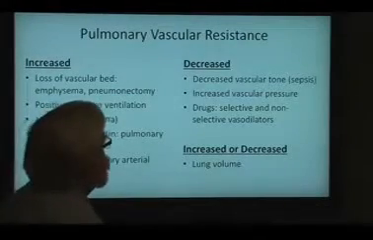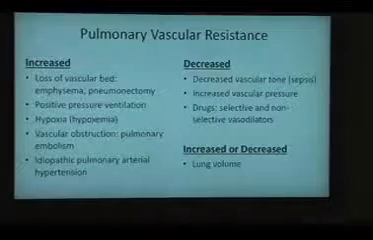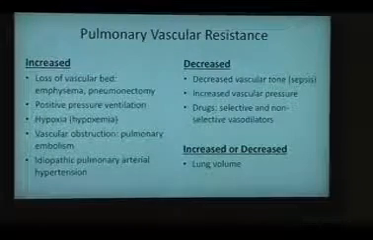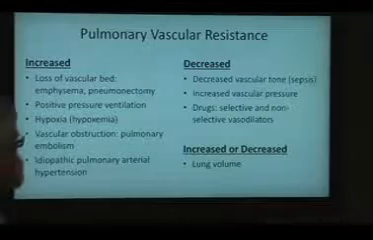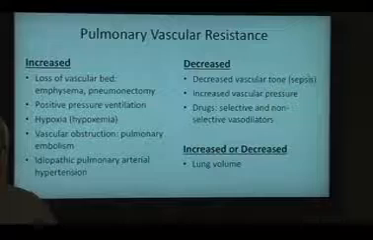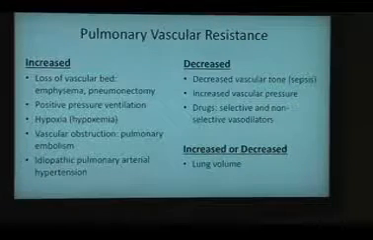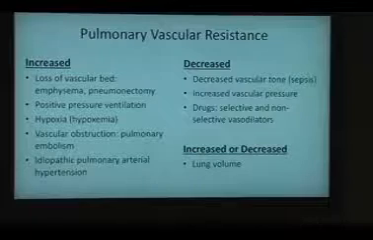Things that can decrease pulmonary vascular resistance are sepsis. Sepsis causes vasodilation, systemic and pulmonary vasodilation. An increase in vascular pressure, perhaps paradoxically, decreases pulmonary vascular resistance, and we'll see how in a minute.